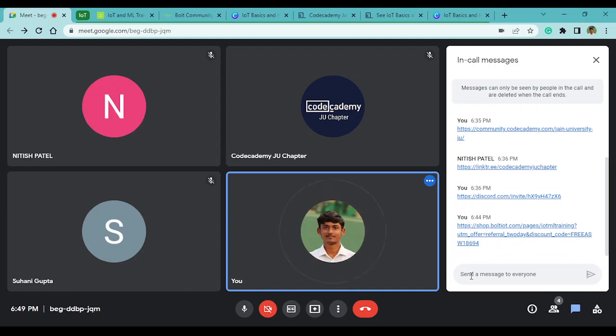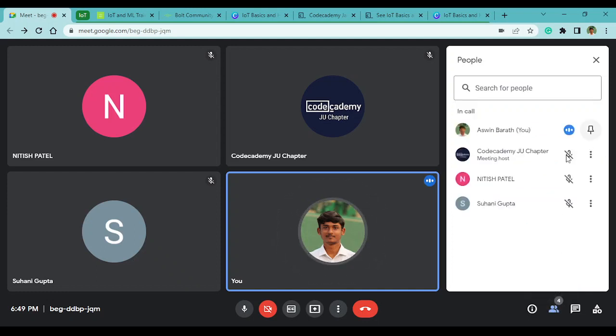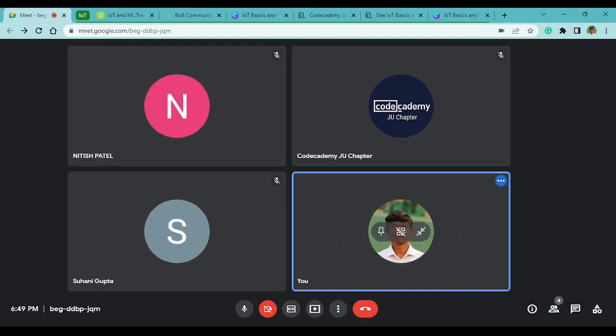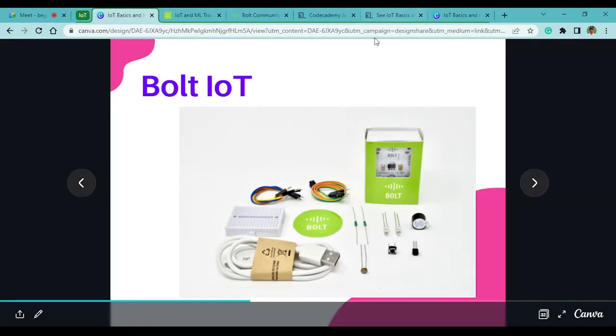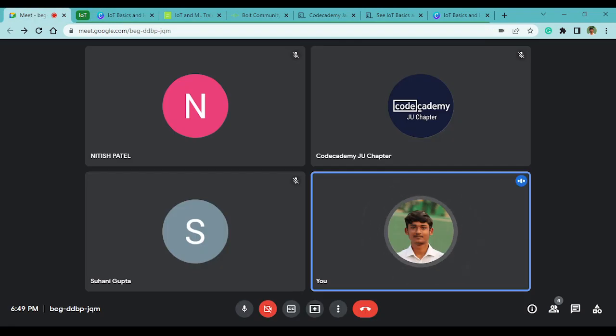Any other doubts, guys? I think others have left. Suhani, Nitish, any other doubts? I'll also share the PPTs with you on the WhatsApp group as well as the training details. Okay.